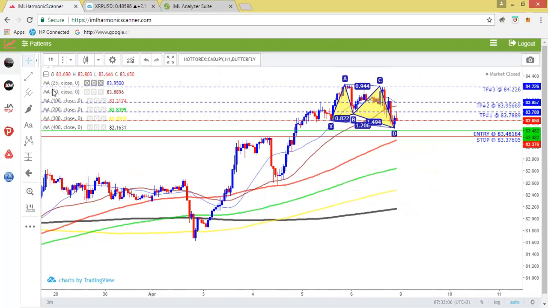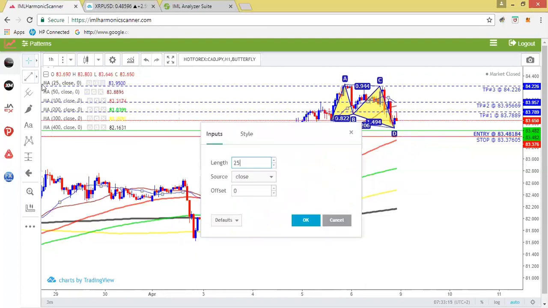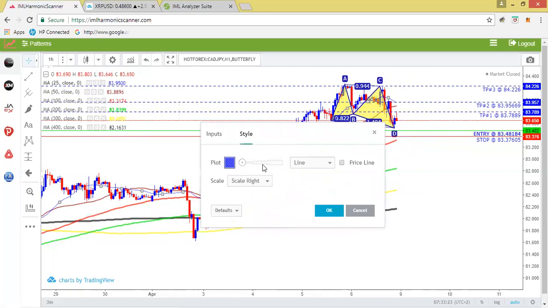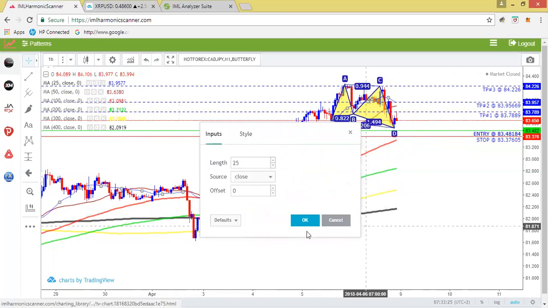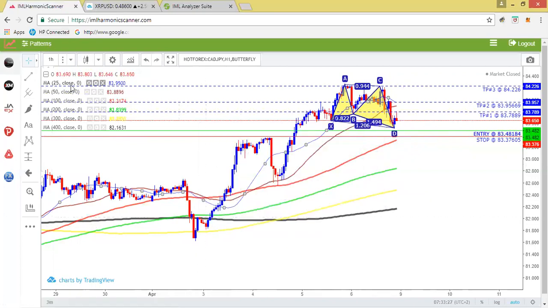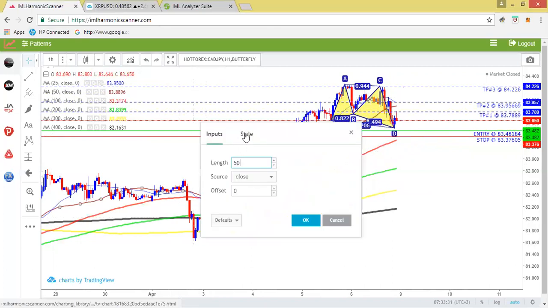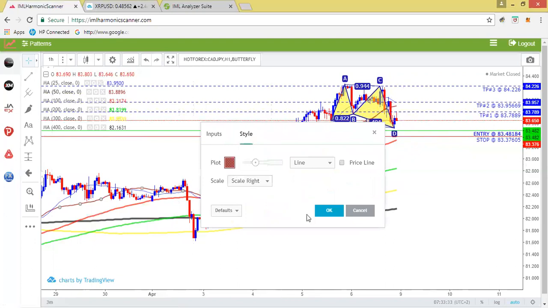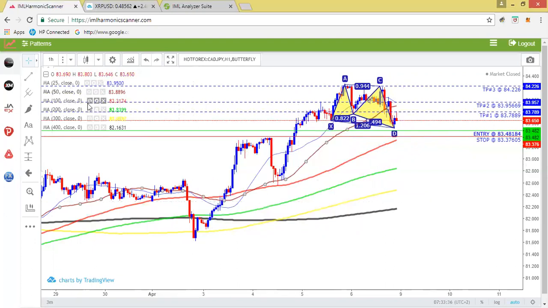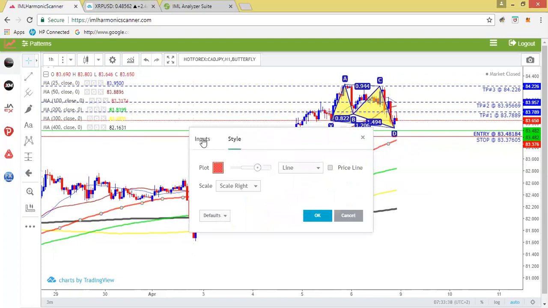You are going to add 1, 2, 3, 4, 5, 6 moving averages. We're going to need 6 moving averages. The first moving average is 25. You go there, you set 25. You can set the color as you want, set the pixel, set 25, close it. Set the 50. Use the settings. This is the color of 50. You close it. Set 100.